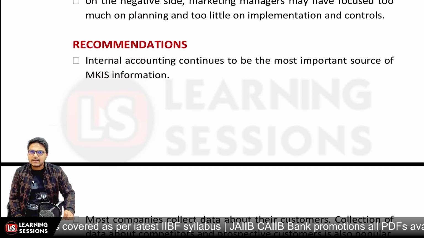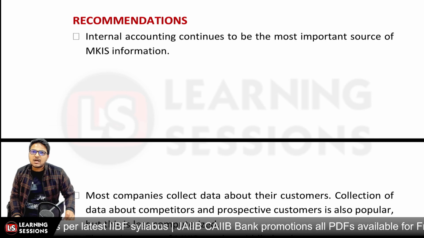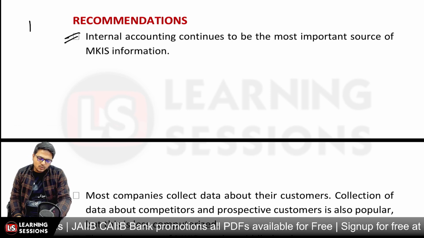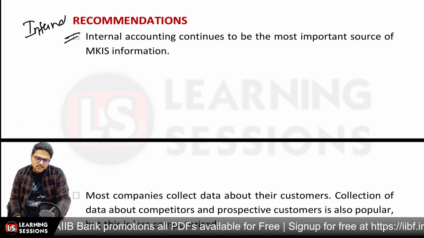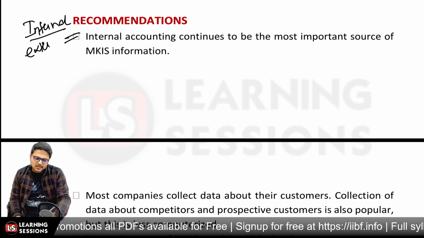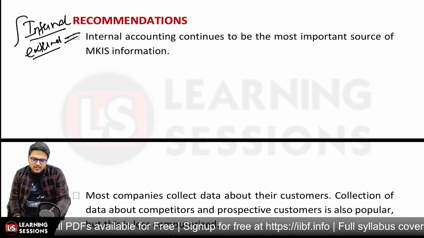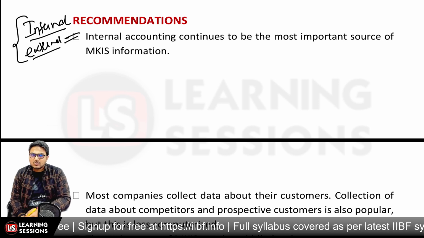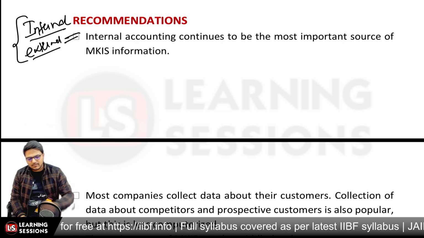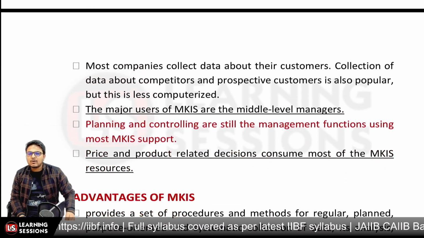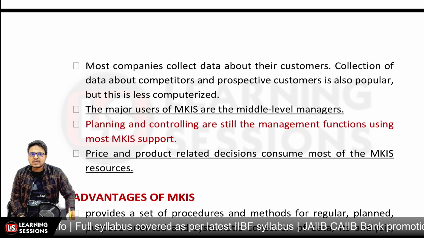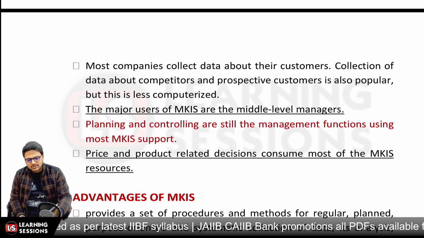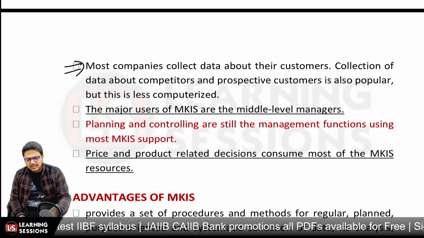Okay, and further it's related to recommendations. Internal accounting continues to be the most important source. As I told you, you use both the sources, internal sources and external sources, for gathering the data. The internal accounting is related to the cost and the different profit aspects, so that particular information is the most important, right? And further, most companies collect data about their customers, about the competitors, about the different prospective customers, and this is the main data which is used, right?